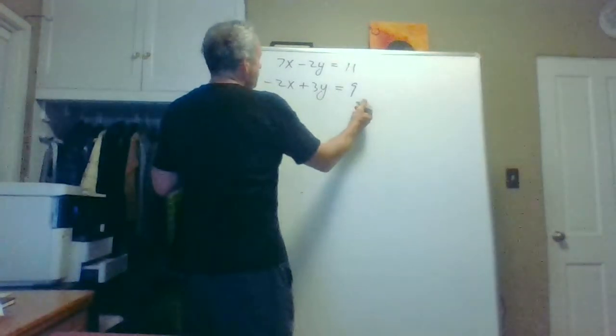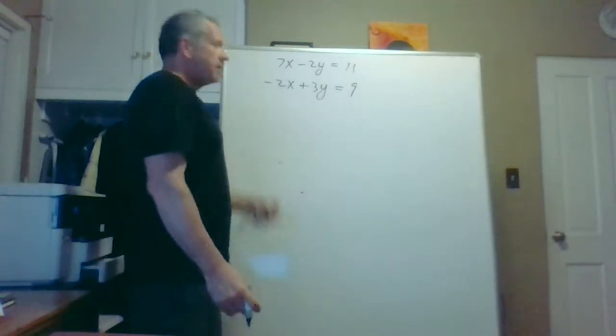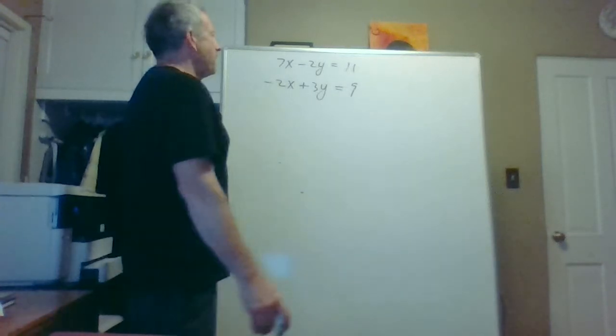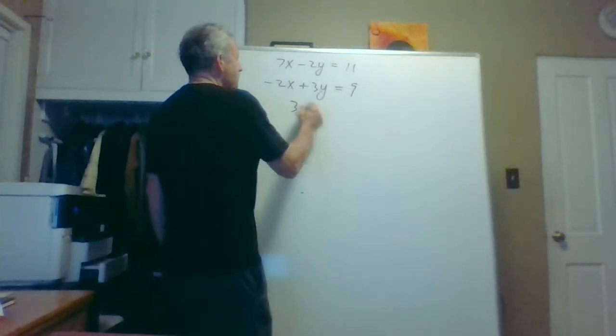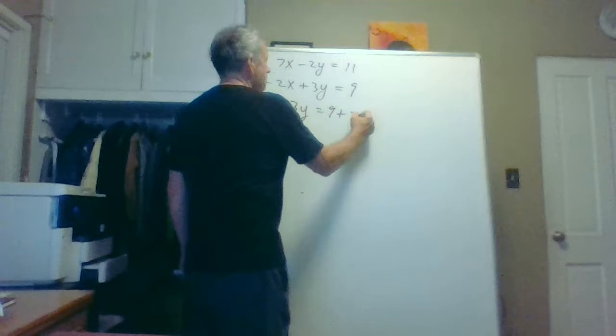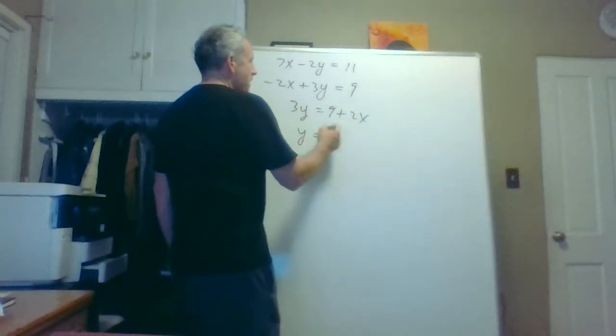This one here, hey, just for fun, we'll start with the second equation. Just for fun, we'll solve for y. So let's add 2x to both sides, 9 plus 2x. Let's divide both sides by 3.